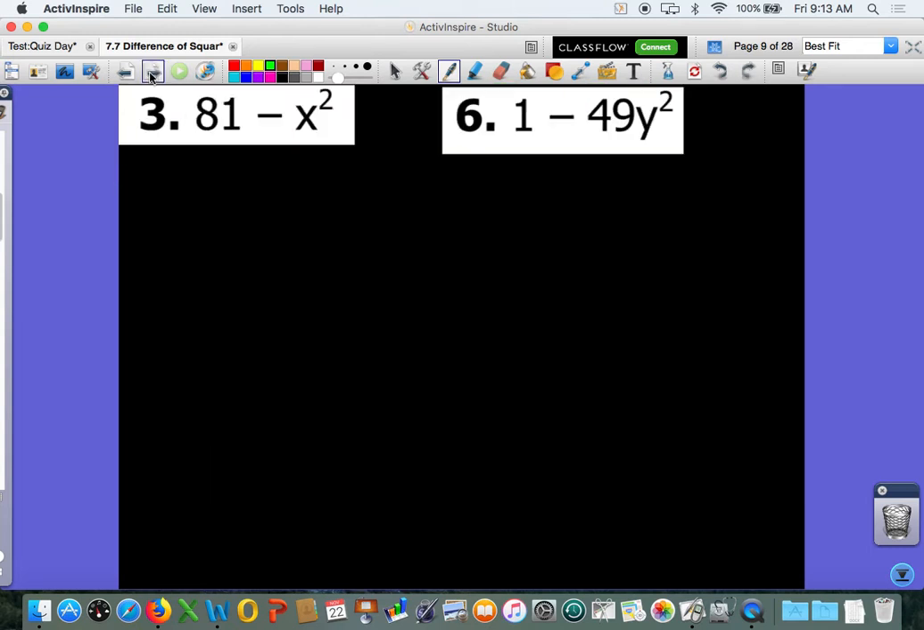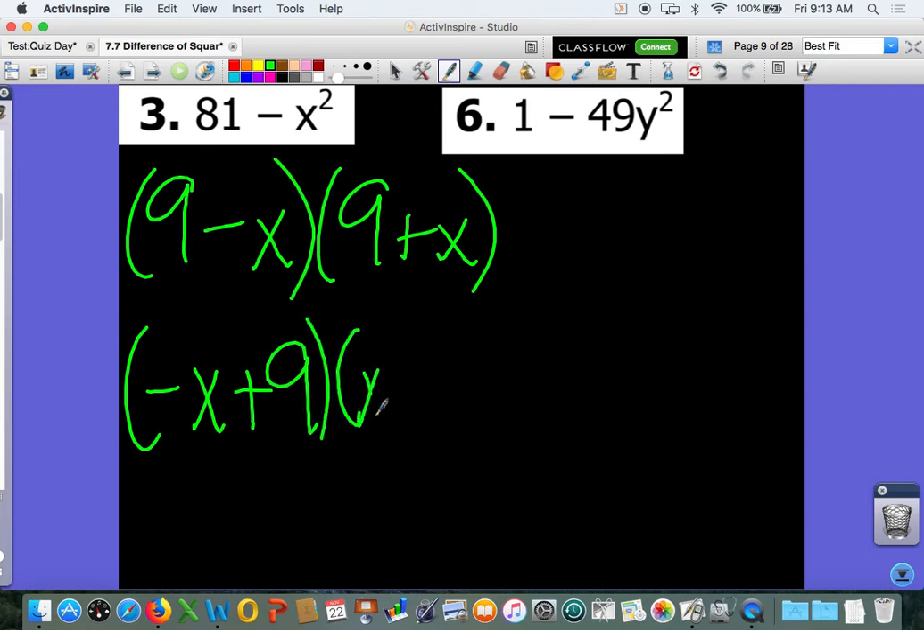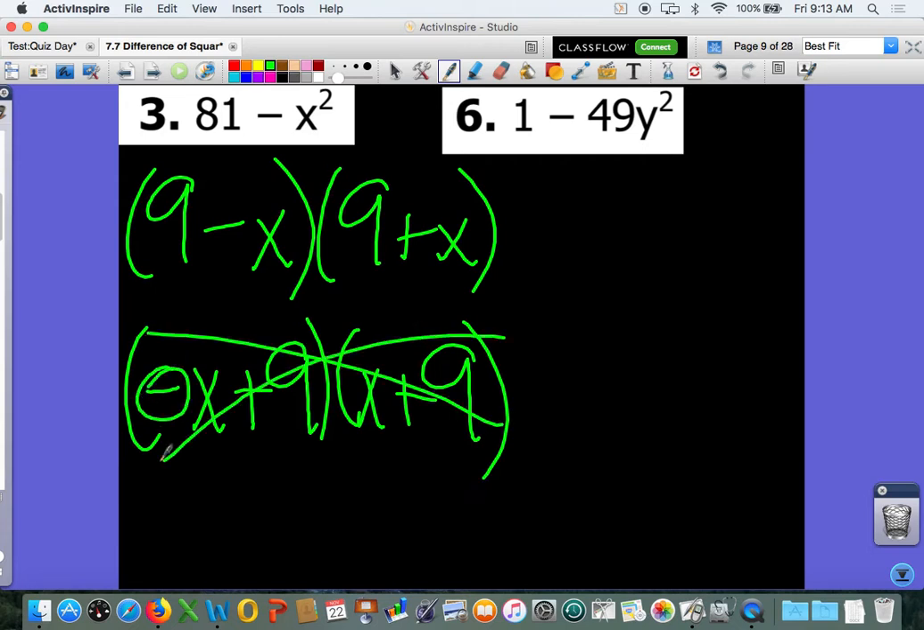Okay, now, you need to follow the order of whatever it's in. So for example, 81 minus x squared. Okay, well, 9 times 9 gives me 81. I need to put a 9 first, minus x. And a 9 here, plus x. Technically, you could say negative x plus 9 and x plus 9, but I have a very strong feeling a lot of you would forget this negative here. So I would just suggest sticking with this.